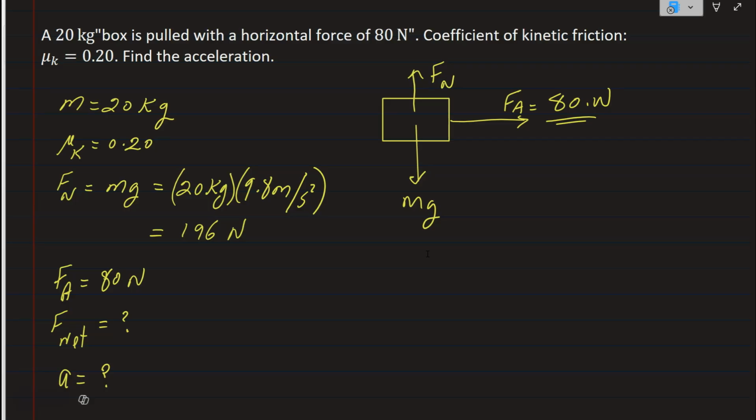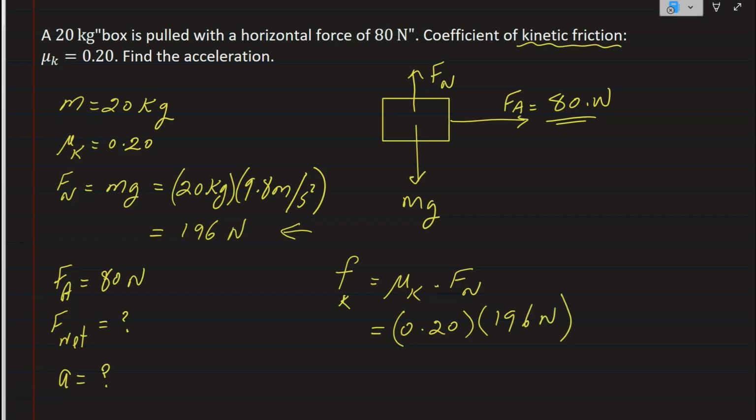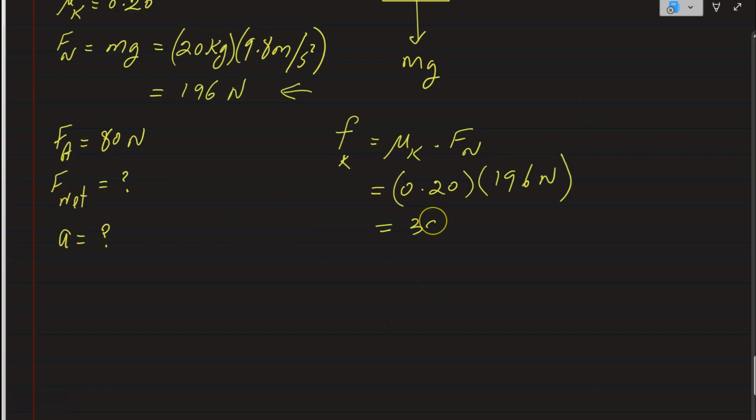So now we're going to go ahead and solve. Because it says kinetic friction, we need to find the force of kinetic friction, which is equal to mu k times the normal force, and we calculated the normal force at 196 Newton, which is right there. We just have to multiply it by the coefficient of kinetic friction. So 0.2 times 196 Newton, and the answer will be 39.2 Newton. That is the force of kinetic friction.